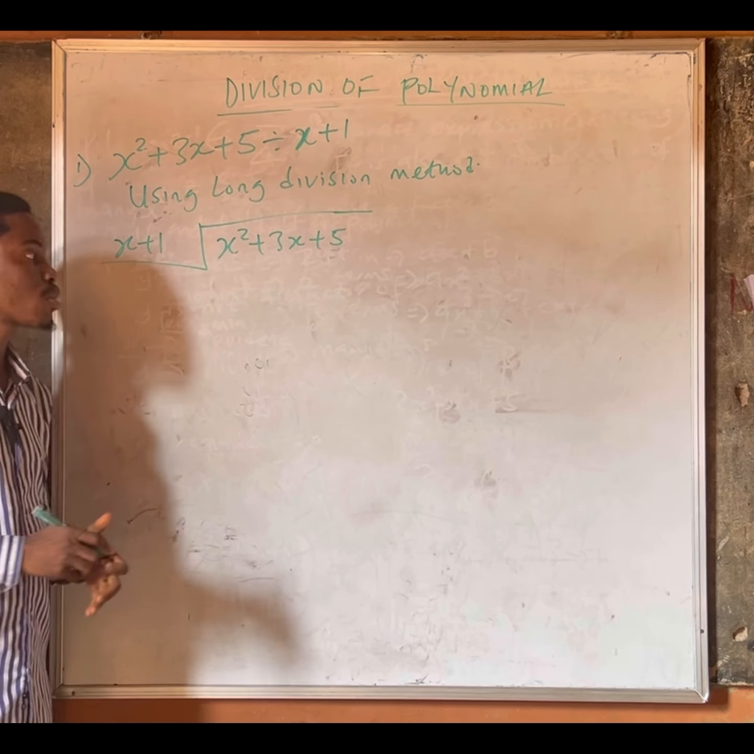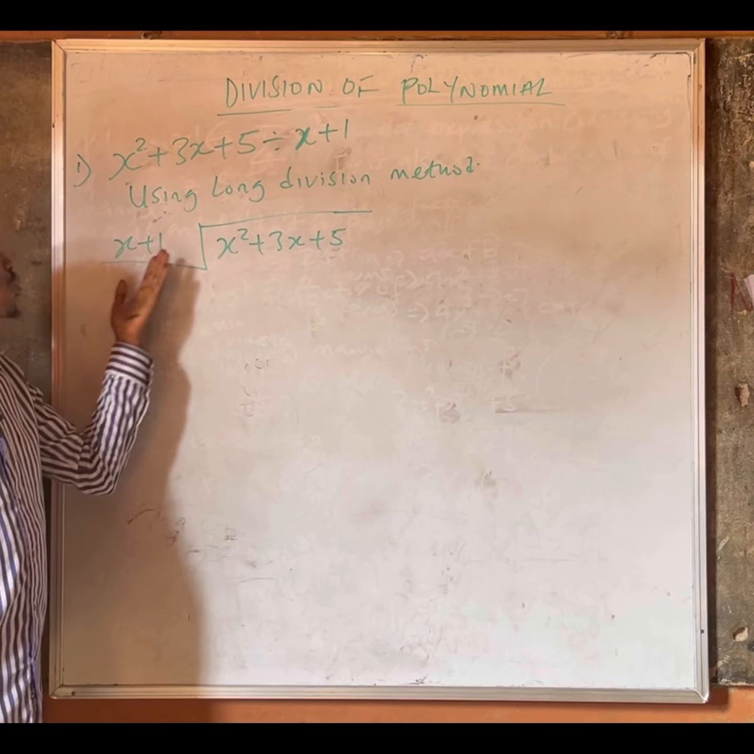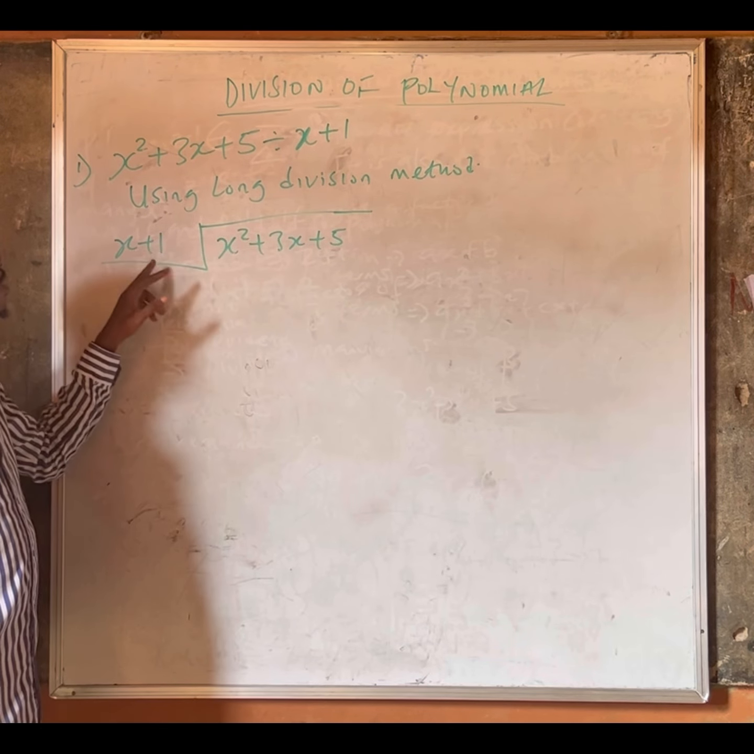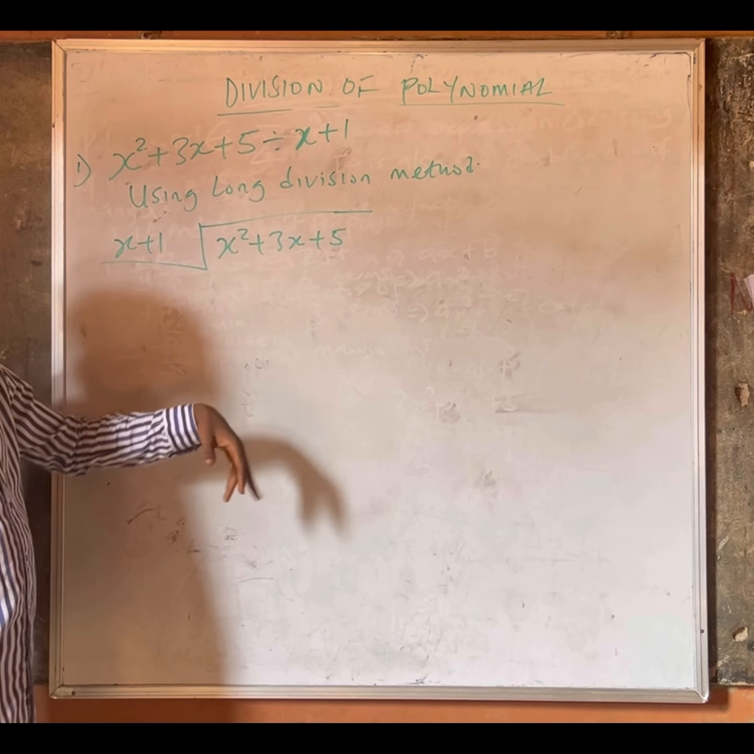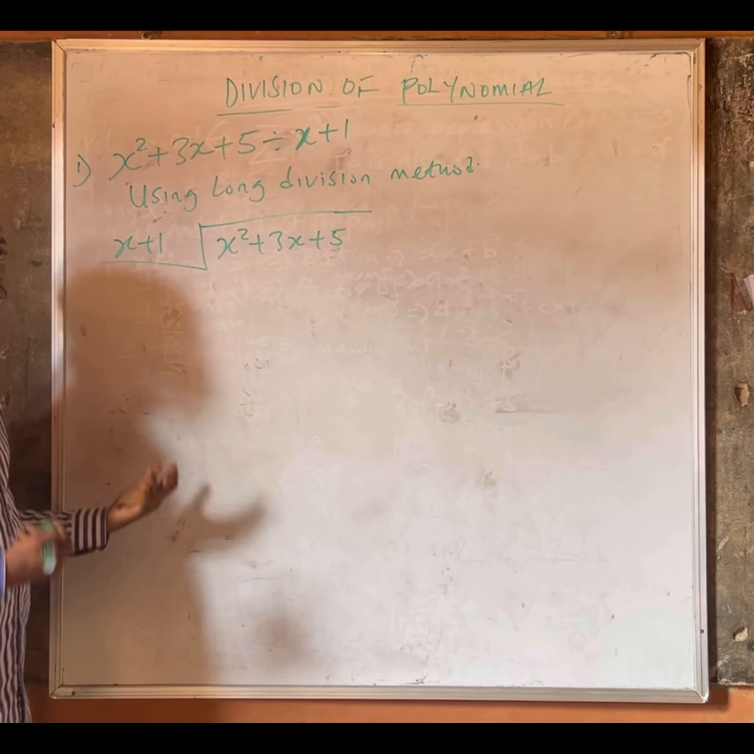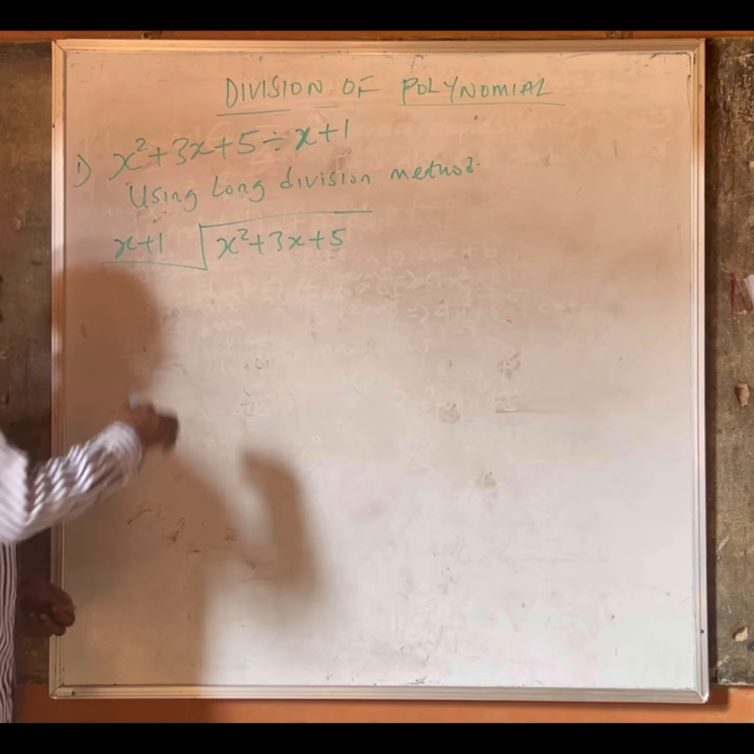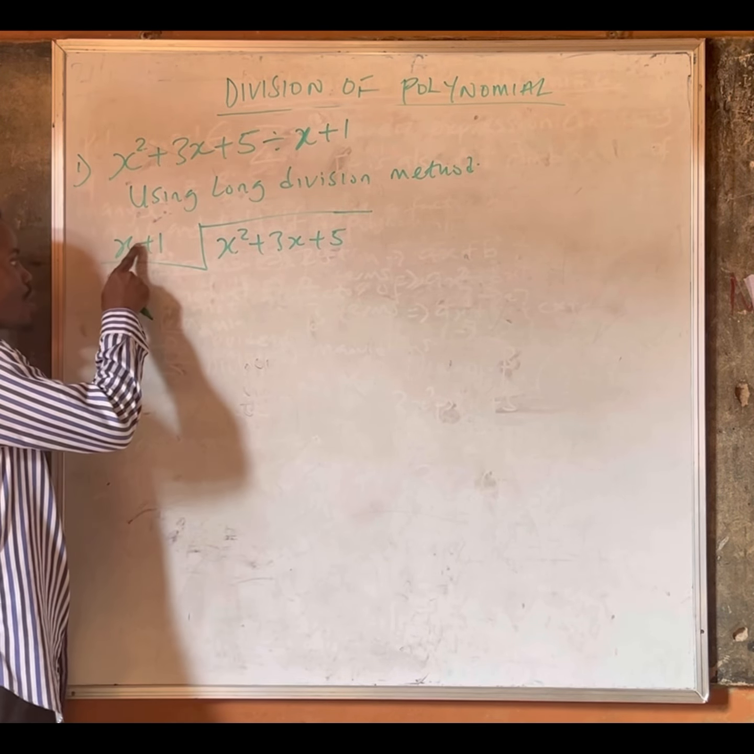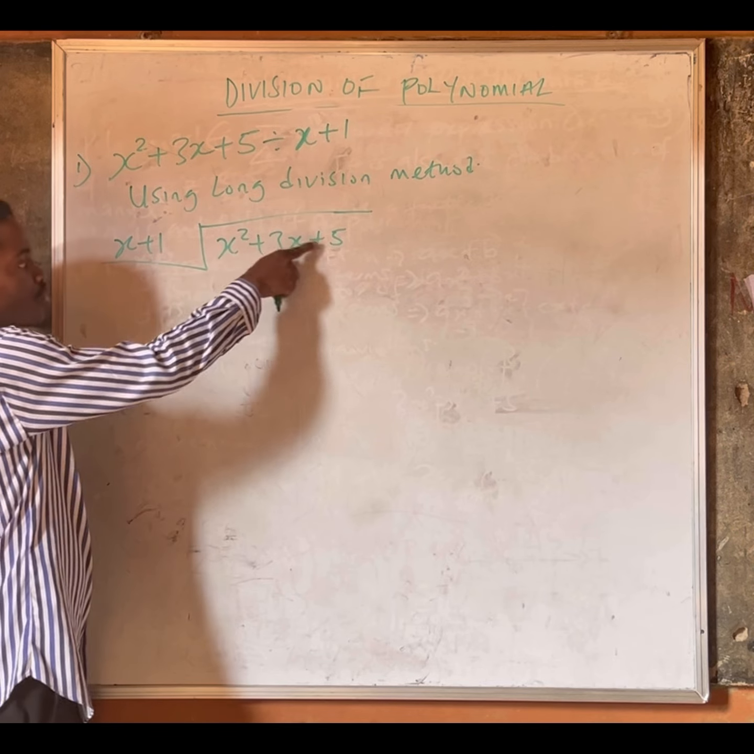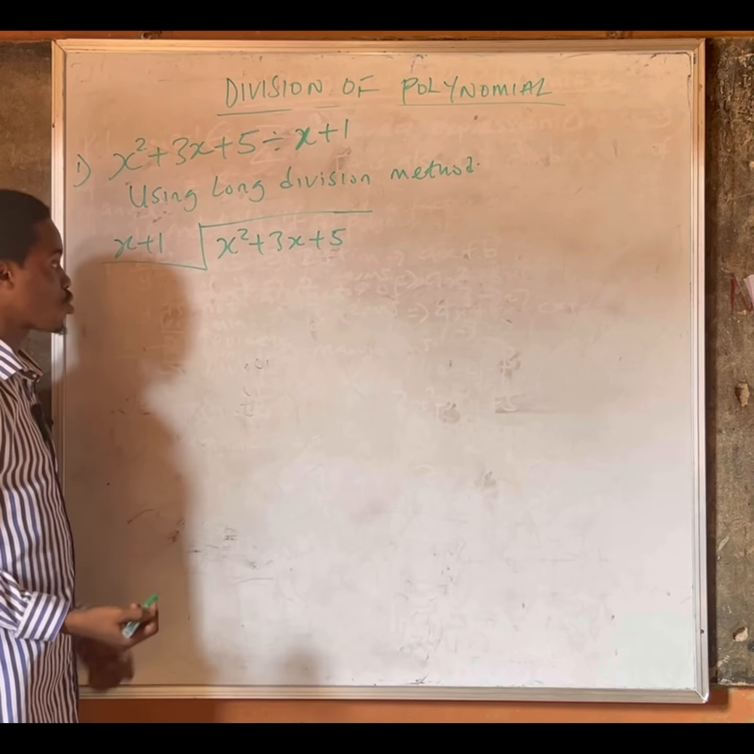Now, what are we going to do? How can we divide the dividend using this divisor so we can get our quotient? Also, if you have a remainder, we know what we are going to do. Now, x plus 1. How many x plus 1 can we see in x squared plus 3x plus 5? That's what it asks us to do.